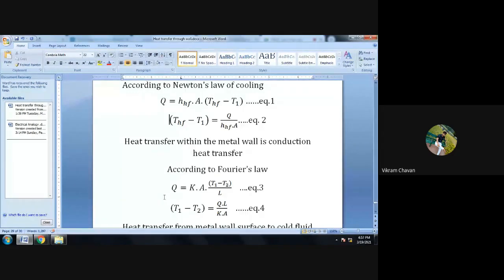Further rearrangement will be in such a manner: T1 minus T2 is equal to capital Q multiplied by L, whole divided by K multiplied by A. We will call this equation number 4.